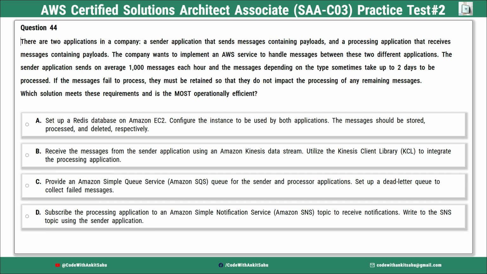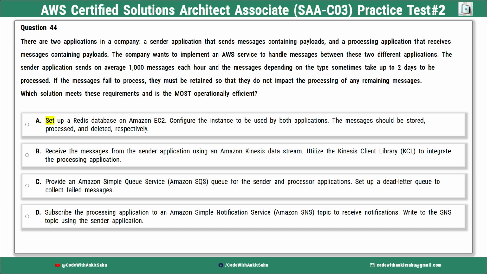Question 44. There are two applications in a company, a sender application that sends messages containing payloads, and a processing application that receives messages containing payloads. The company wants to implement an AWS service to handle messages between these two different applications. The sender application sends on average 1,000 messages each hour, and the messages, depending on the type, sometimes take up to 2 days to be processed. If the messages fail to process, they must be retained so that they do not impact the processing of any remaining messages. Which solution meets these requirements and is the most operationally efficient?